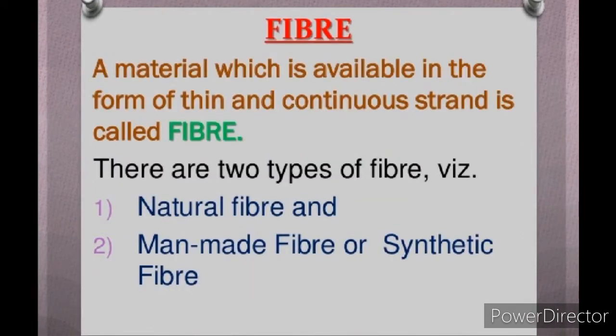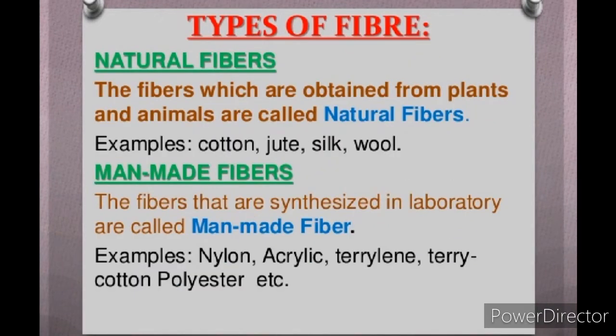Okay, now we came to know the importance of clothes, but where do they come from? So the answer is fiber. A material which is available in the form of thin and continuous strand is called a fiber. There are basically two types of fiber, that is natural fiber and man-made fiber. They are also known as synthetic fiber. Okay, next is types of fiber, natural fiber and man-made fiber.